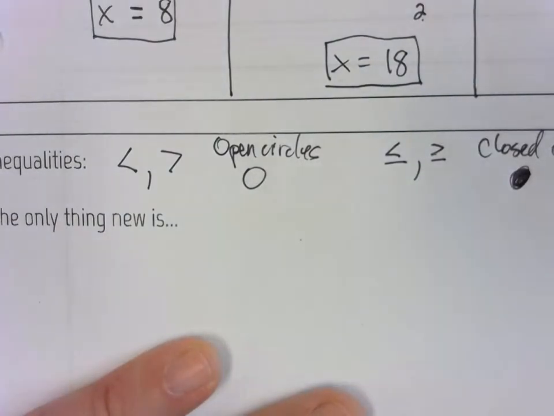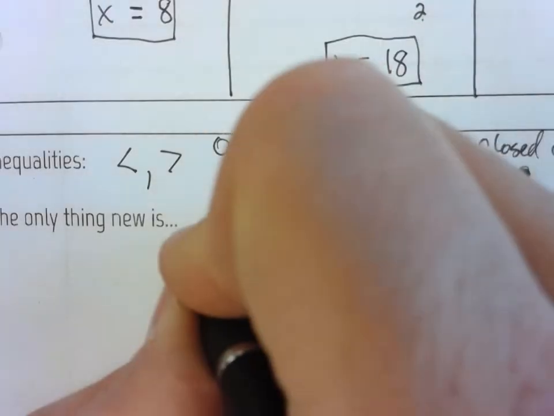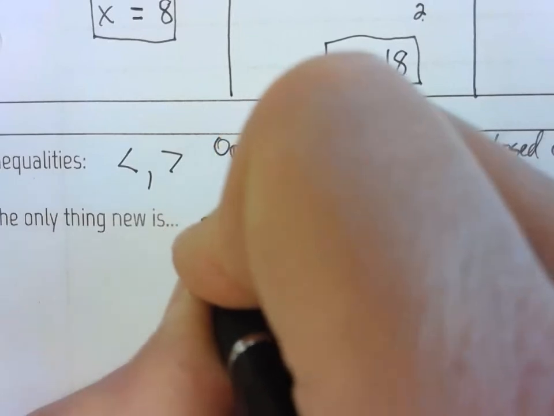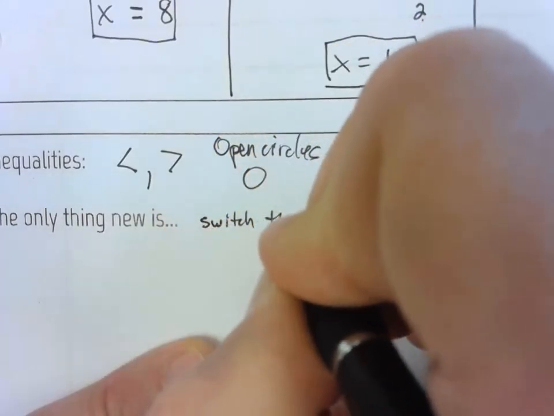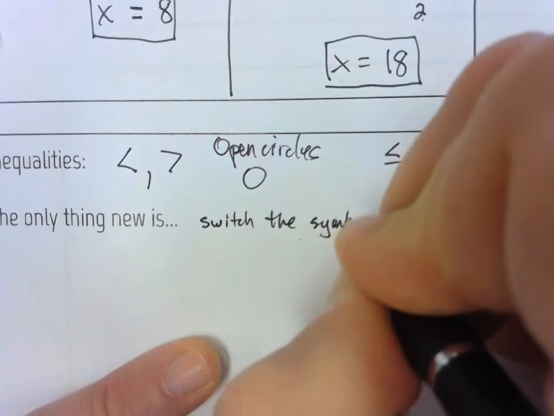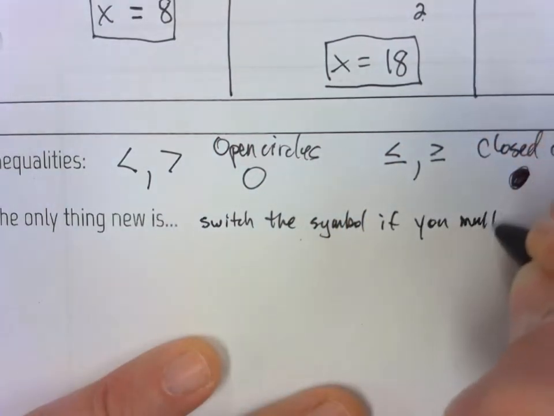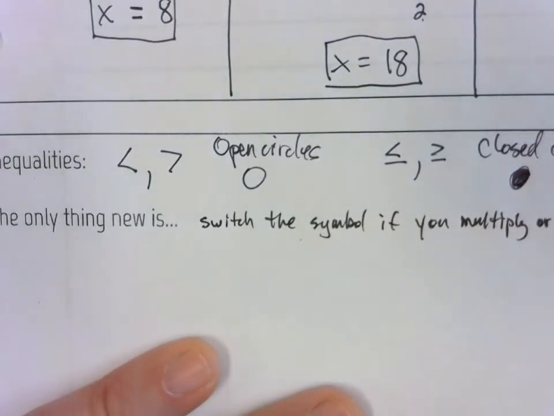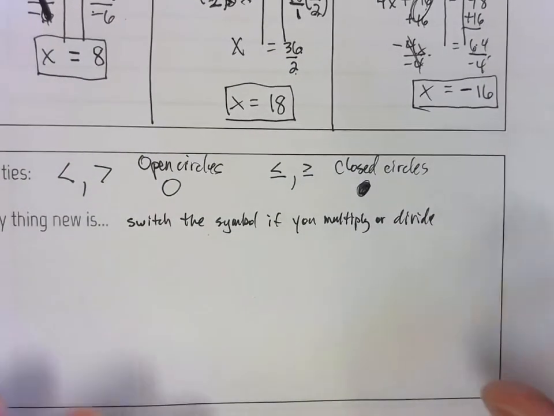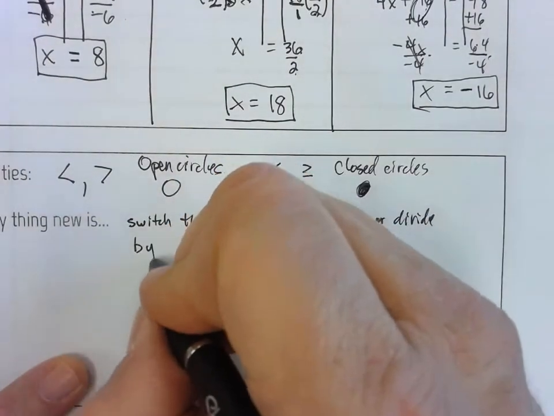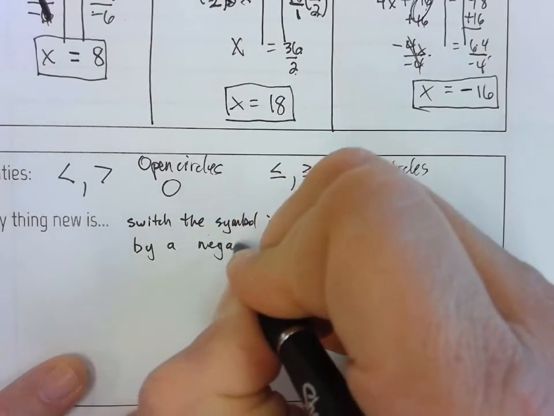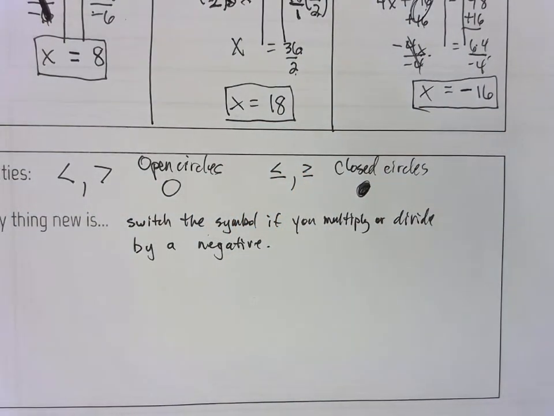So the thing you need to remember, the new thing that we learned once we got down here, is that if you multiply or divide by a negative, switch the symbol. Switch the symbol if you multiply or divide by a negative. All right, so we're going to switch the symbol if we multiply or divide by a negative.